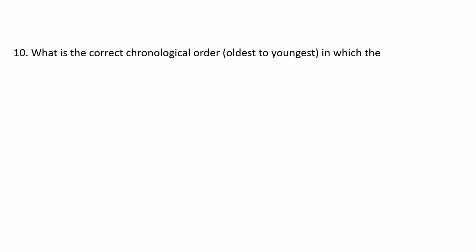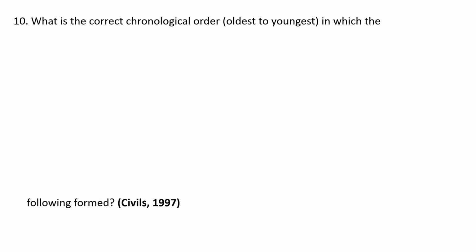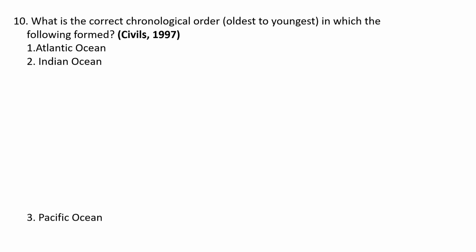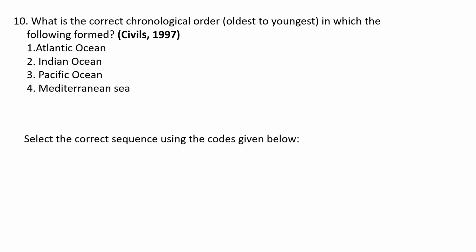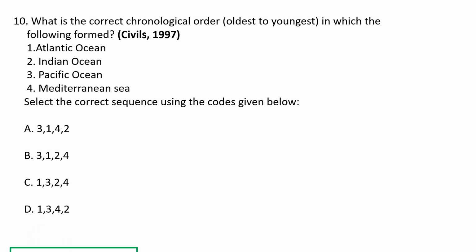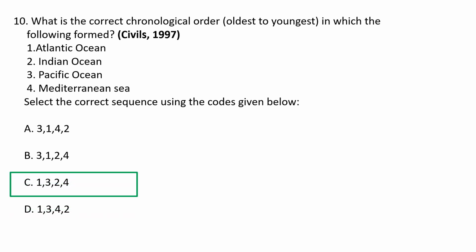Next question. What is the correct chronological order, oldest to youngest, in which the following are formed? 1. Atlantic Ocean, 2. Indian Ocean, 3. Pacific Ocean, 4. Mediterranean Sea. Select the correct sequence using the codes given below. A. 3, 1, 4, 2, B. 3, 1, 2, 4, C. 1, 3, 2, 4, and D. 1, 3, 4, 2. Correct answer is C. 1, 3, 2 and 4. That means Atlantic Ocean, next is Pacific Ocean, next is Indian Ocean, and the last is the Mediterranean Sea. So this is the correct sequence from oldest to youngest.